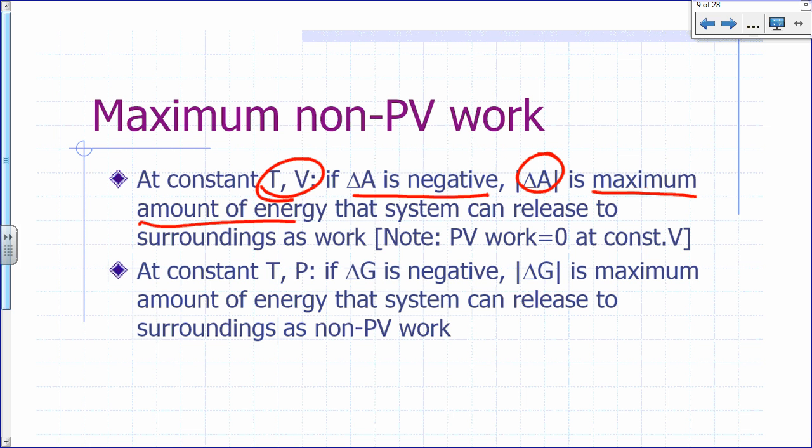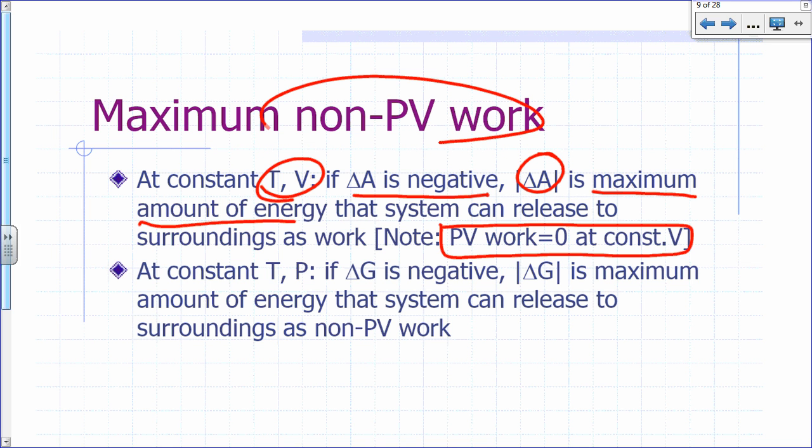Now, since it's constant volume, what is PV work? 0. So that means this is the amount of work that you can harness to do other things besides pressure volume work. So this is non-pressure volume work. Like if you have an electrochemical cell, it could be electrical work that's done by the system. So this is without pressure volume work.